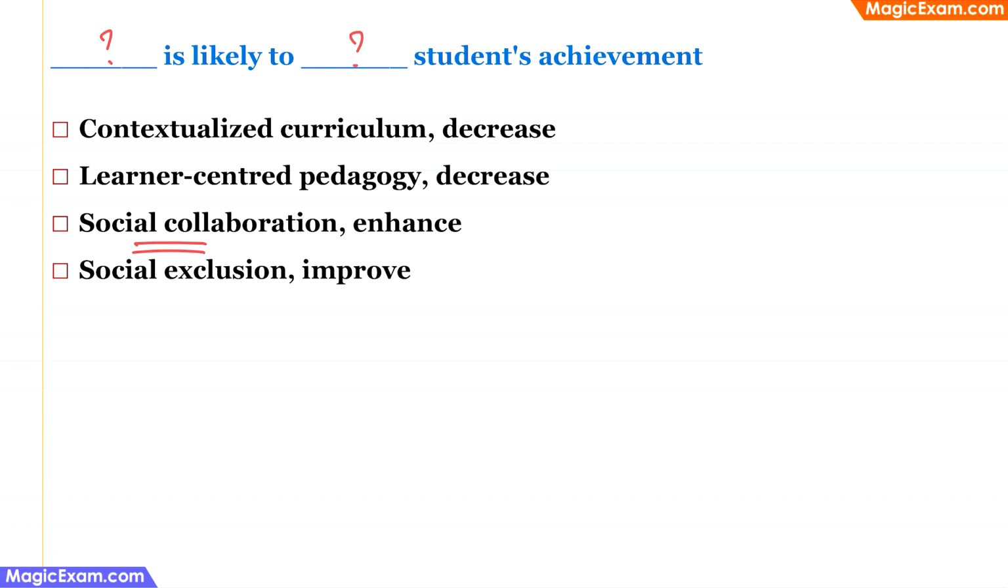And if the child has a lot of social collaboration or social interaction, then what happens? Then the student's achievements are enhanced or increased. Therefore, the correct answer here is option 3, that is social collaboration is likely to enhance the student's achievements.